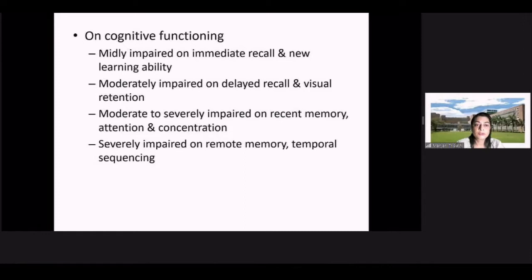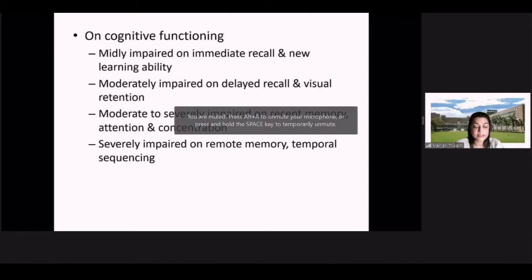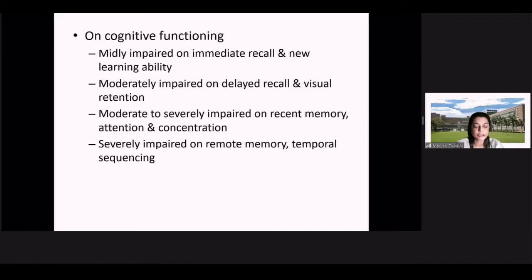So on cognitive evaluation, recall and new learning ability were moderately impaired, delayed recall and visual retention moderate to severely impaired on recent memory, attention and concentration. So attention and concentration seem to be really impacted in both the evaluations, and she did have impaired remote and temporal sequences. So cognitively, she was impacted, and whether it's the effect of several of these seizures, the sleep deprivation she was having because of the disturbed sleep, and multiple anti-seizure medicines, some of which have cognitive impact, is something which we were thinking about.